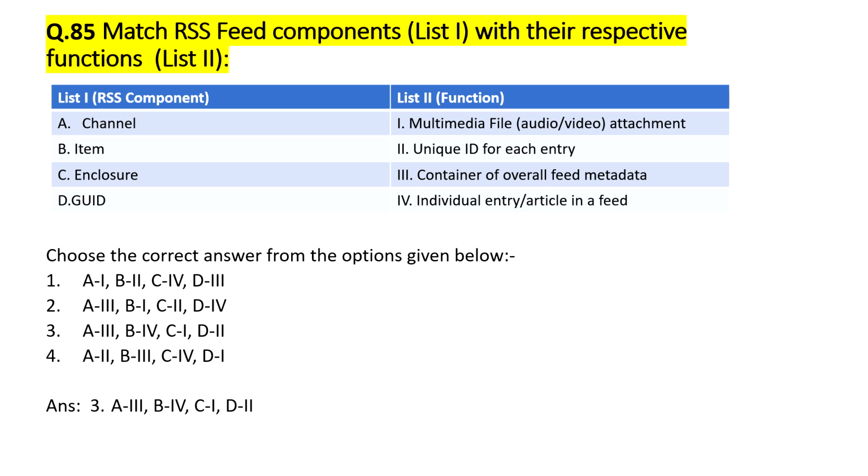In question number 85, we have to match the RSS feed components given in list 1 with their respective functions given in list 2. The correct answer of this question is option number 3, according to which channel is related to container of overall feed metadata. Option B, item, is related to individual entry or article in a feed. Option C, enclosure, is related to multimedia file attachment. Option D, GUID, is related to unique ID for each entry.